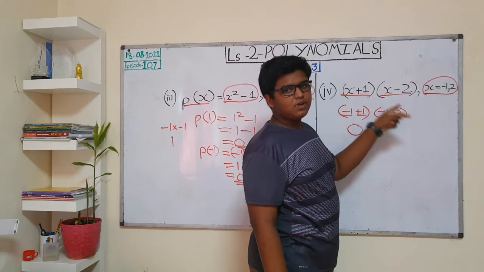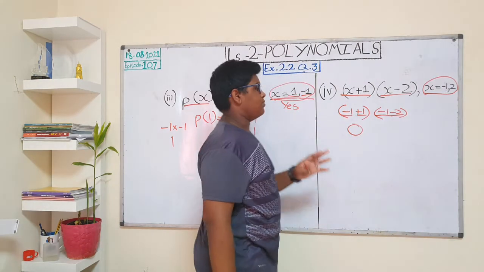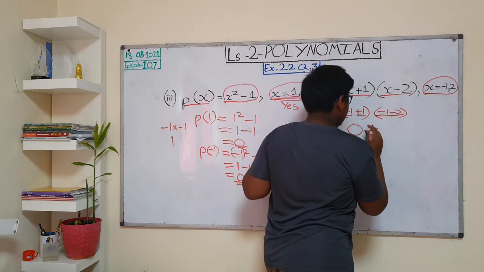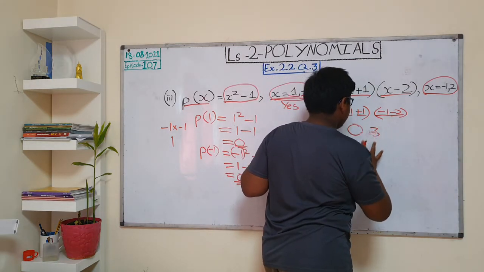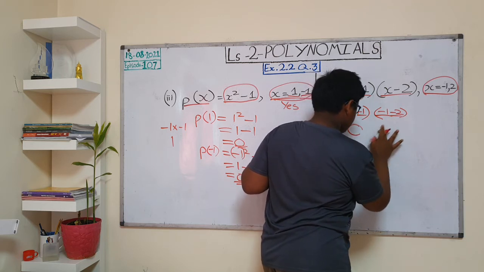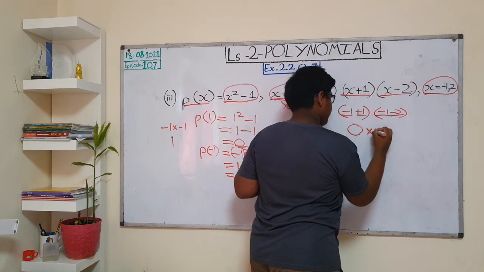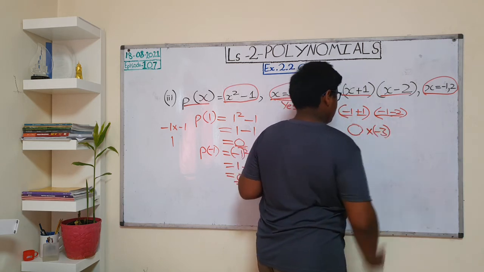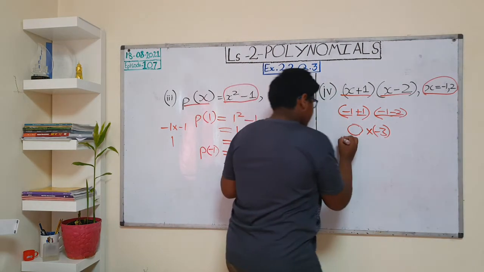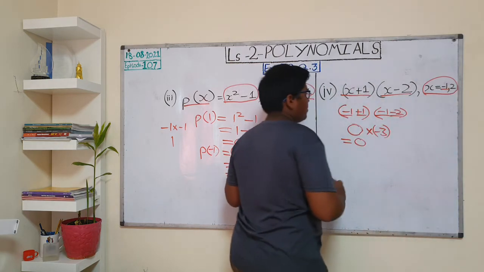Then what is minus 1 minus 2? Both signs are the same, right? So we have to add them. Minus 1 minus 2 is minus 3. And we write the product because we are having brackets in between: into minus 3. Okay, so now 0 into minus 3 will be 0 itself, right? So we can tell that minus 1 is a zero of the polynomial.